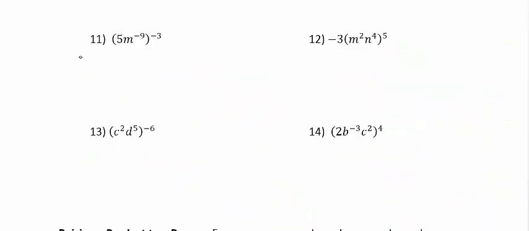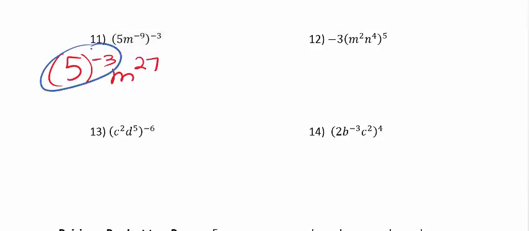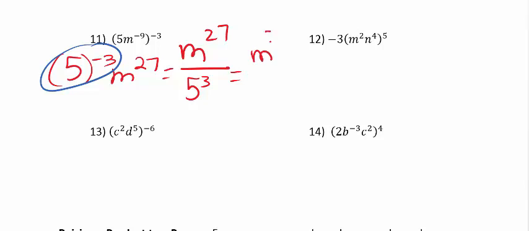Continuing, we have 5 to the negative 3rd power, and then we're going to multiply negative 3 times negative 9 and get positive 27. Here we have a negative power, so we're going to move that down to the denominator, and we're going to rewrite this as m to the 27th over 5 to the 3rd power, and then we can evaluate 5 to the 3rd to be 125.